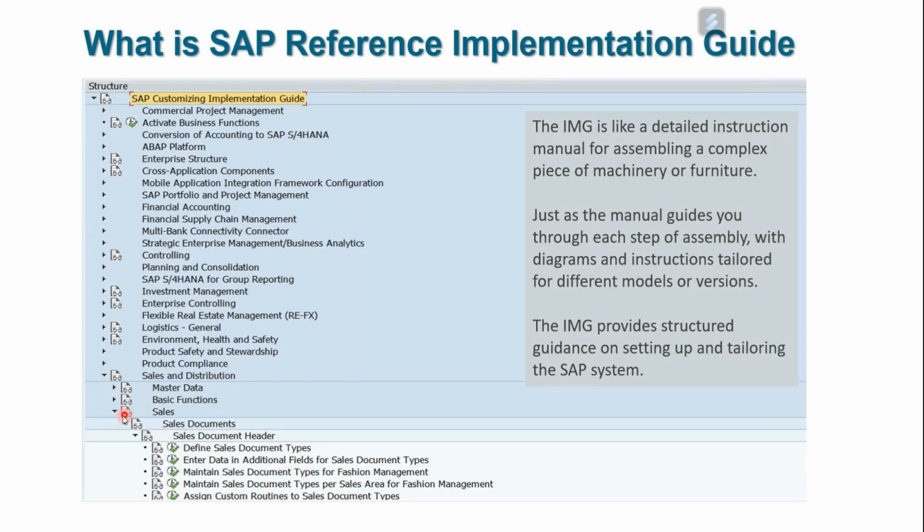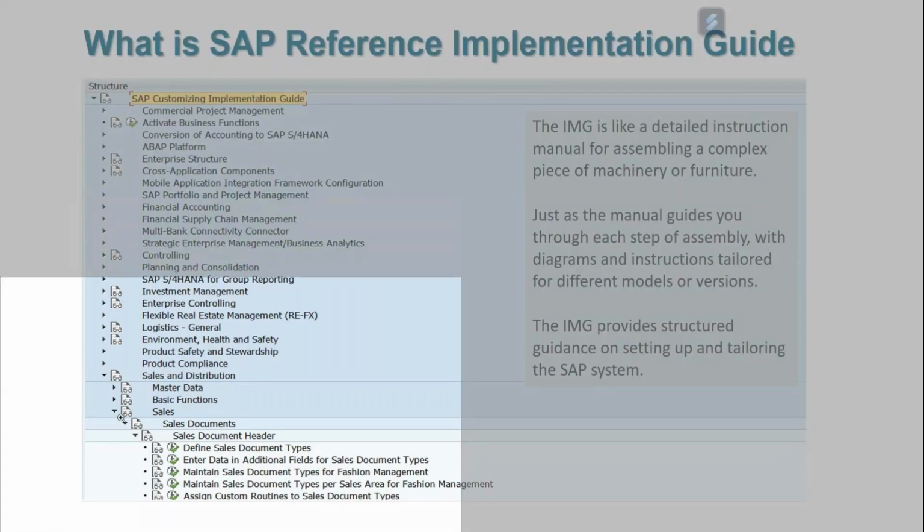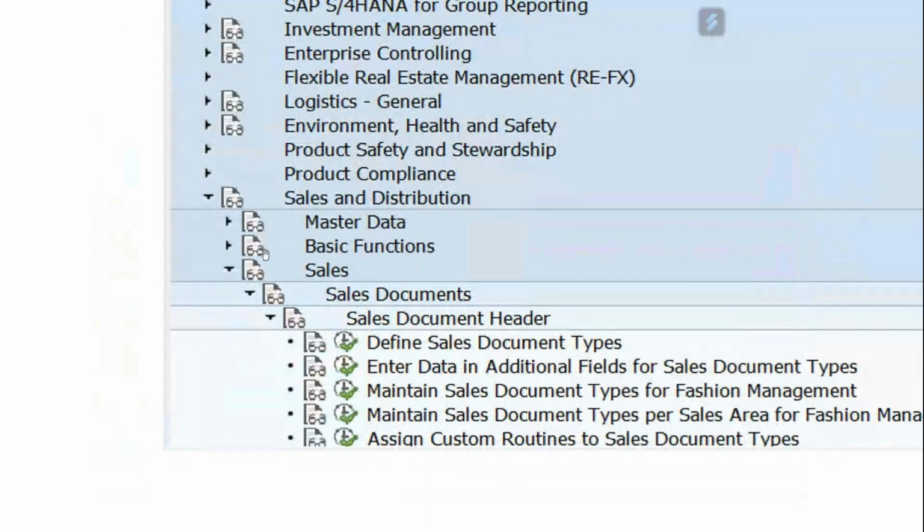One, it guides you by the nodes. So just by looking at the English, you can make out. So sales and distribution, then you go into sales, then you go into documents, then you go into header, and then you say define document types. Similarly, sales and distribution, you can go into master data, and your most important data for a sale is your customer. So inside master data, you will find your customer. Okay, so it is guiding you in this way.